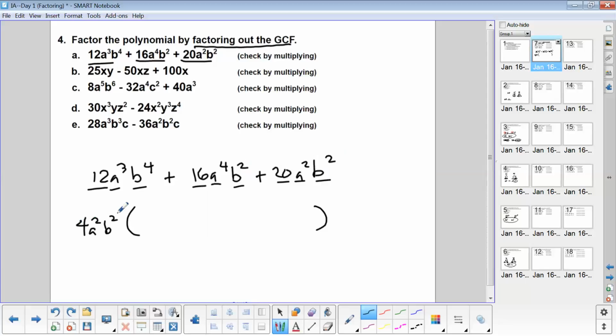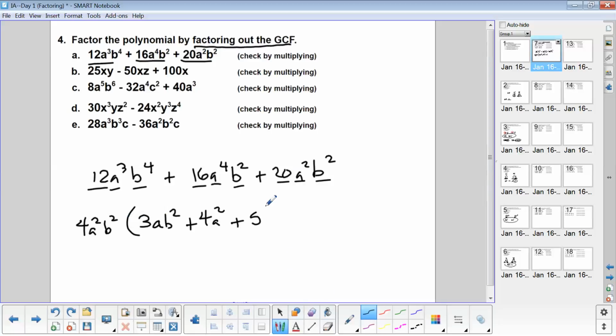But when you factor out this term from all three of these, it's like you're dividing. So what's 12 divided by 4? 3. What's a cubed divided by a squared? A. This is coming back to our exponent rules. When we're dividing, we're allowed to subtract the exponents. B to the fourth divided by b to the second would be b to the second. What's 16 divided by 4? 4. A to the fourth divided by a to the second is a to the second. B to the second divided by b to the second is 1, so I don't have to write that. 20 divided by 4 is 5. A to the second divided by a to the second is 1. B to the second divided by b to the second is 1.